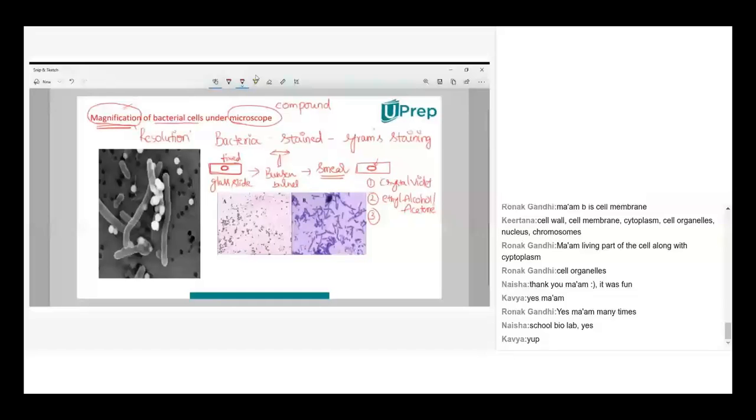Then add safranin, and again wash it away. So you have done washing 3 times. Even then you will find the smear intact on the glass slide, because you fixed it on the Bunsen flame. So the smear will not get washed away. It will stay fixed to the glass slide. First add crystal violet, wash it off. Add ethyl alcohol, wash it off. Then add safranin, wash it off.